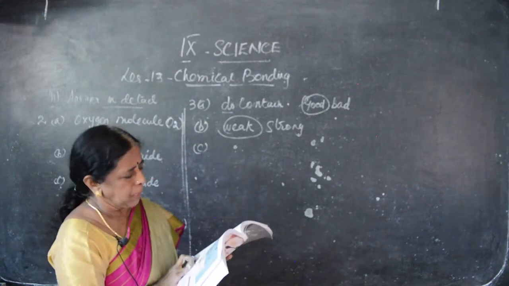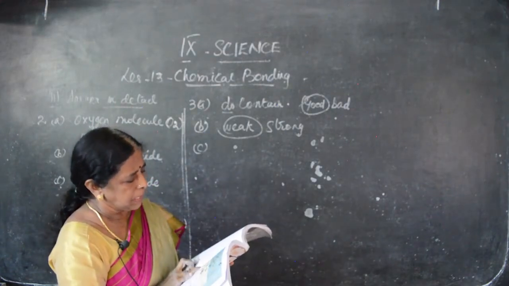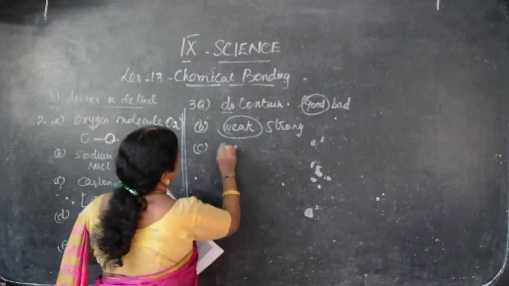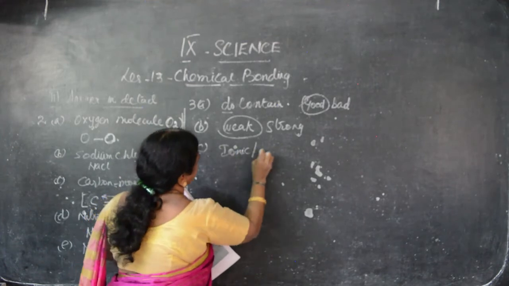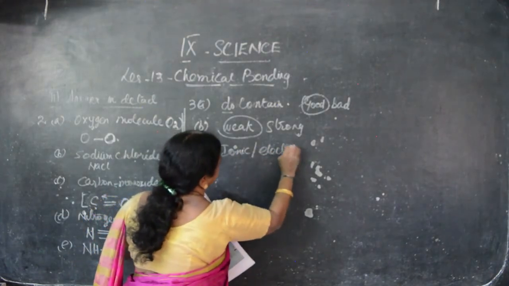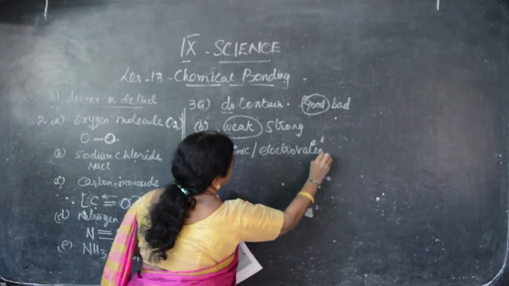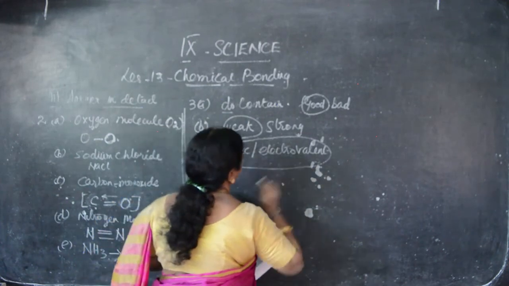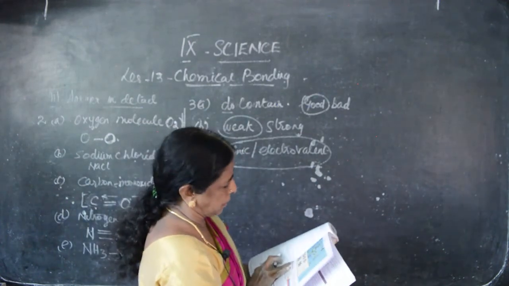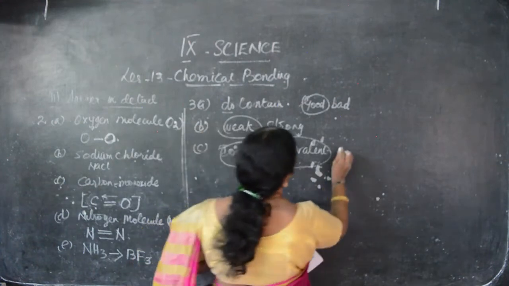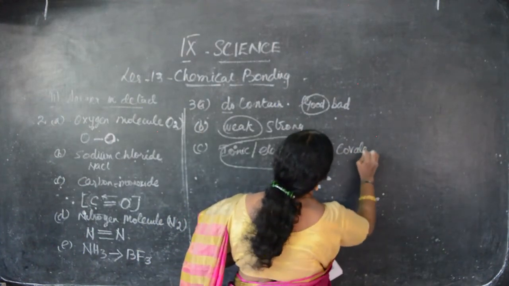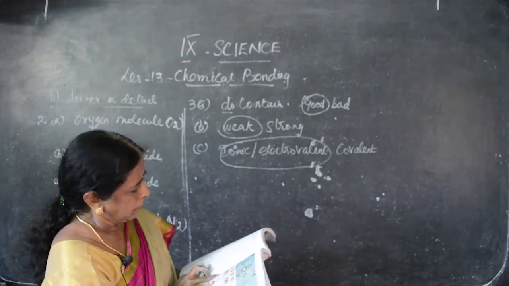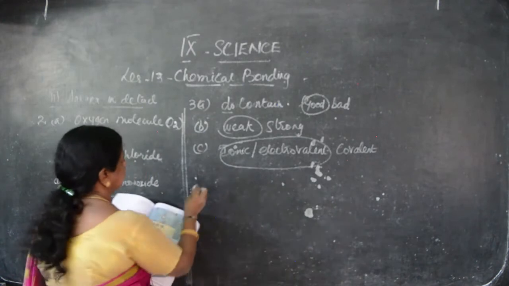Third one, ionic or covalent compounds are formed by mutual sharing of electrons between. So you have to strike out ionic or electrovalent. This is wrong. In the place of ionic and electrovalent, you have to write covalent bond. Then for D, the answer is correct. Correct statement.